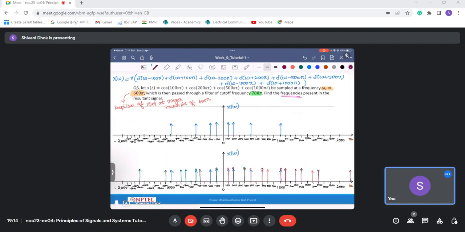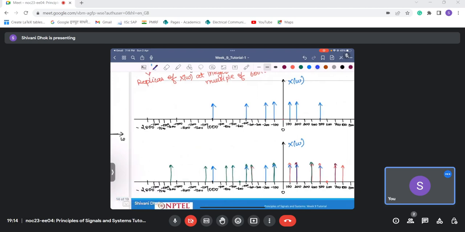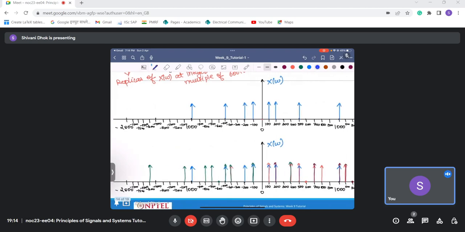Okay. Similarly, what I have is at this location, that is minus 1200, which is here. So what I'll have is, let me use this color. Yeah, plus minus 100 I'll have impulses. Similarly, at plus minus 200 I'll have impulses. Plus minus 500 I'll have impulses. So around 1200, it will be at minus 700 and minus 1700.